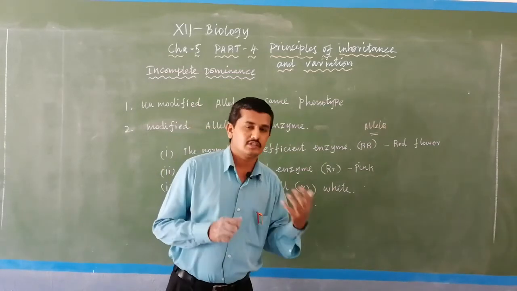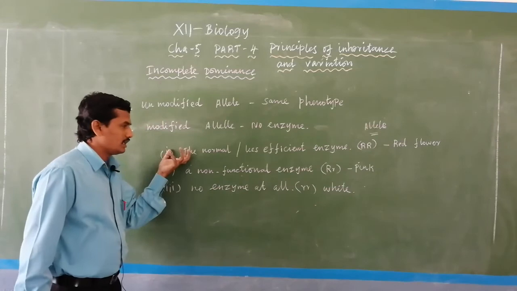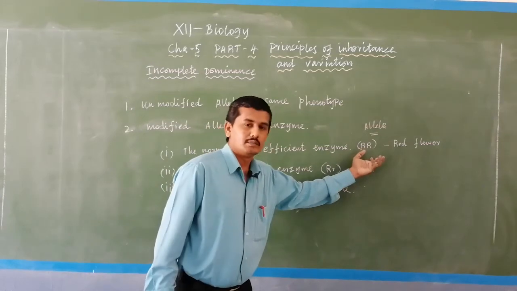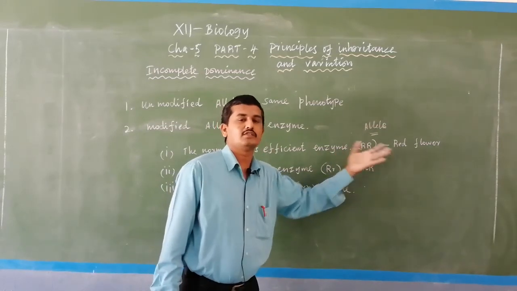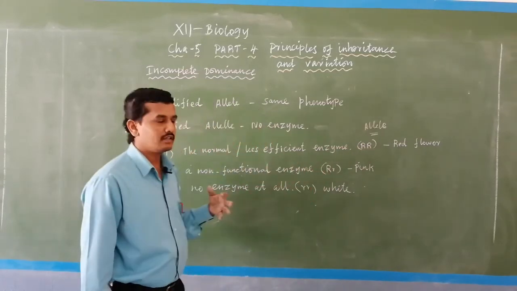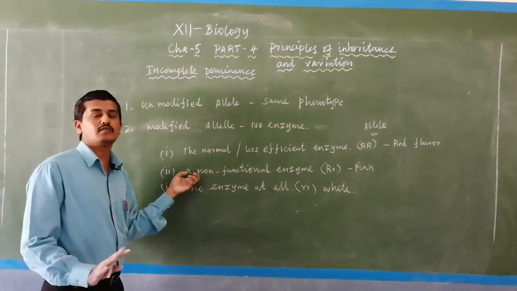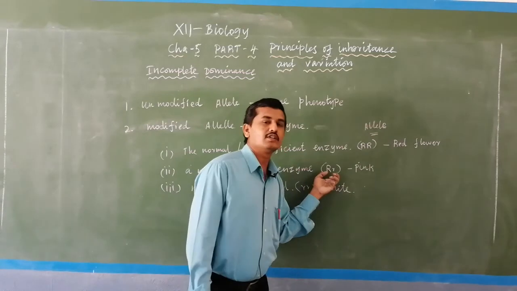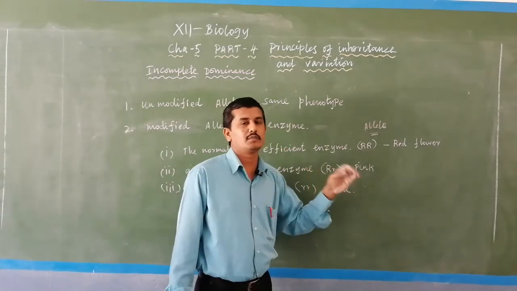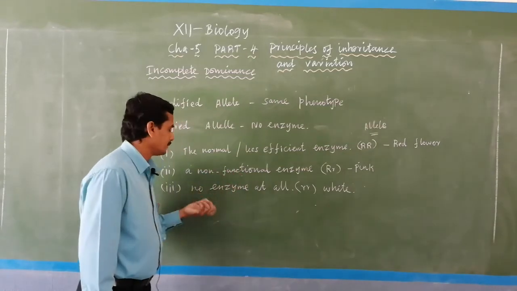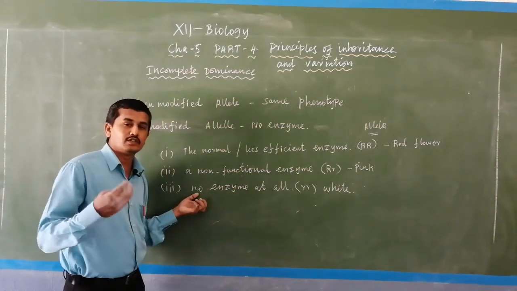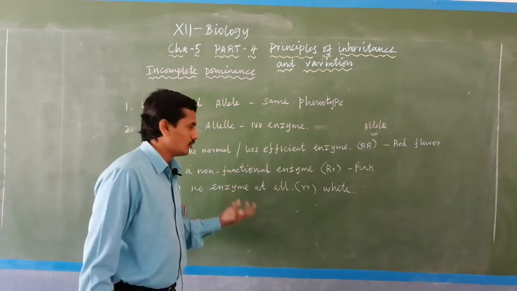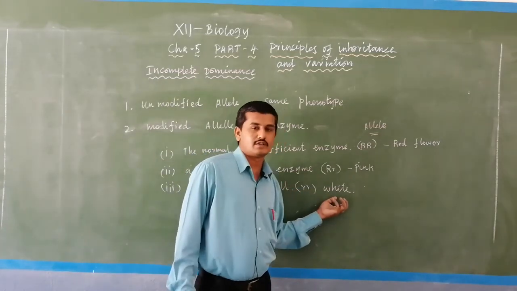So, in three situations, normally we know a gene controls the character. In incomplete dominance in the snapdragon plant, one particular gene, the normal allele, produces the normal enzyme or normal pigment, so the flower color is red. In another situation, the gene produces non-functional enzyme, only a less efficient enzyme, so the color is pink, as only small enzymes and small pigment are produced. In another situation, the gene does not produce the enzyme or pigment at all, so without pigment the flower color becomes white.